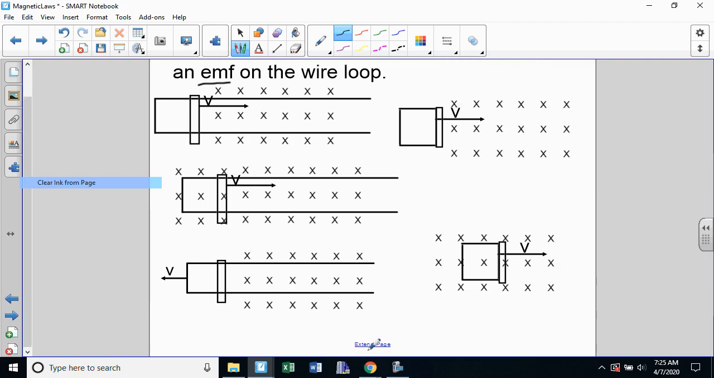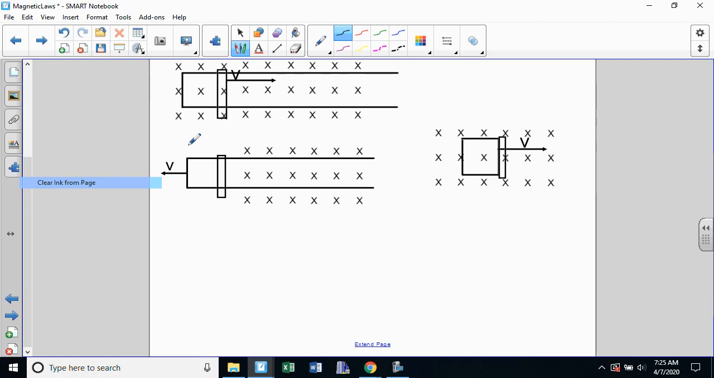In example number 3, it's a little bit more interesting. Instead of the rod moving, the rod here is going to be stationary, and I'm actually going to pull the rails to the left. So the rails are going to move to the left while the rod stays where it is.